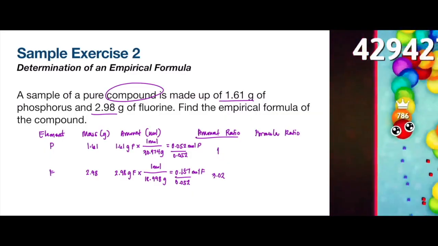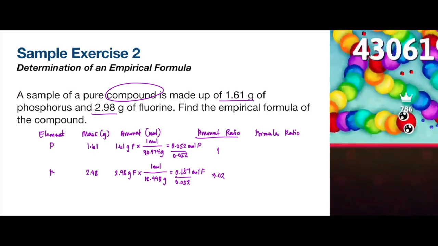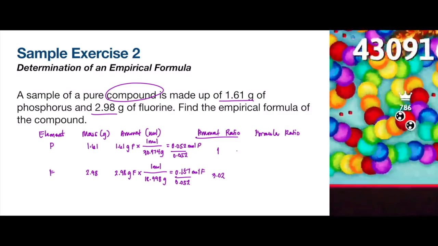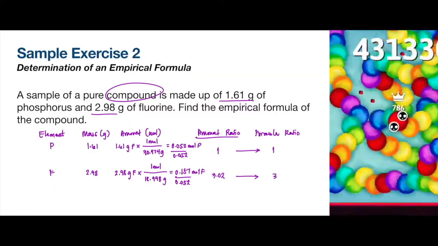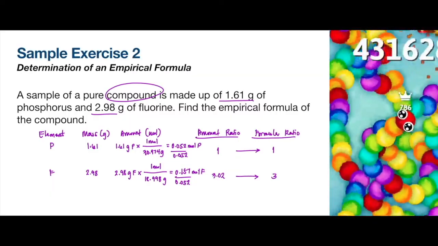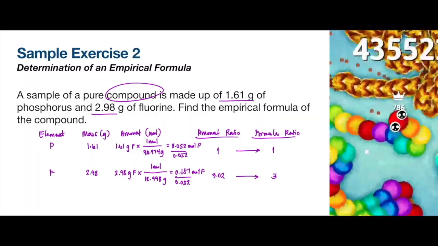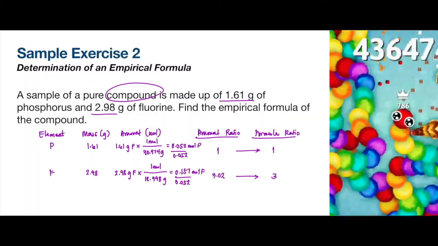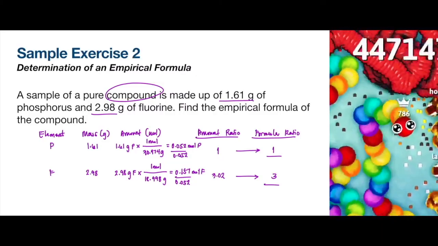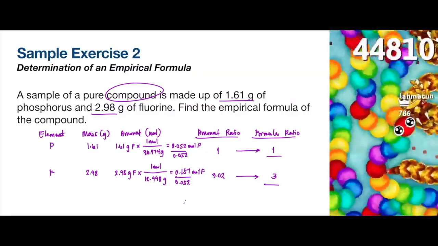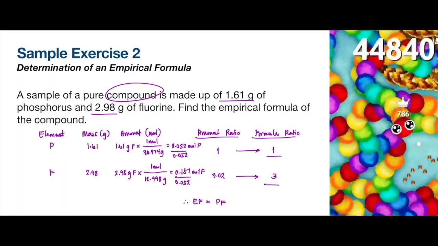Now we can round off the amount ratio quantities to get the whole number formula ratios. The amount ratio for phosphorus will still be 1 and the amount ratio for fluorine will be 3. We can interpret the formula ratio as the compound containing, for every 1 atom of phosphorus, 3 atoms of fluorine. So therefore, the empirical formula for this compound is PF3.